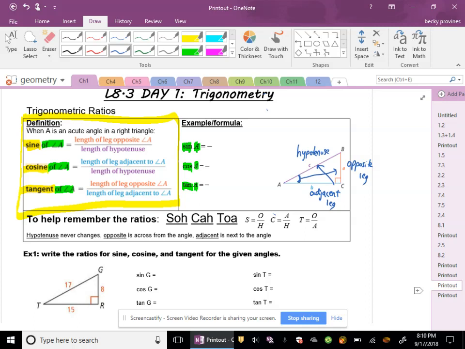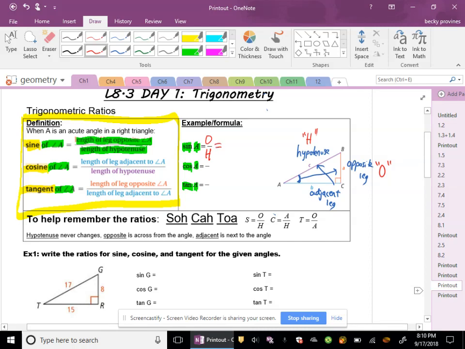Okay, so now we're going to abbreviate some things here. Now it says length of the leg opposite angle A. So instead of writing out the opposite leg every time, let's just use the letter O. So O means opposite. So this is your opposite leg. I'm reading over here on the left, and it says the length of the hypotenuse. So let's call this H. So this is opposite over hypotenuse.